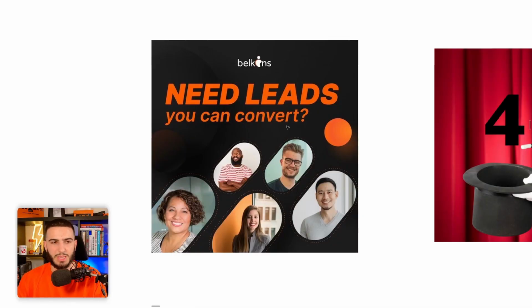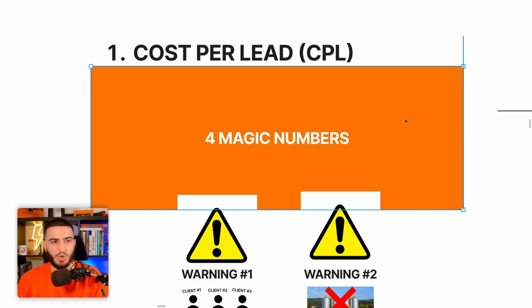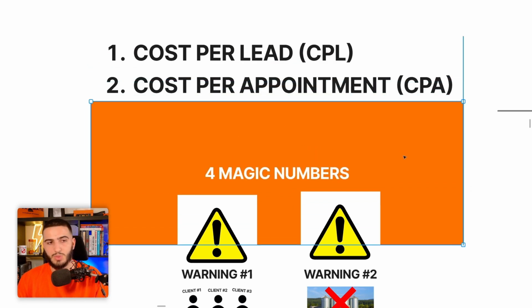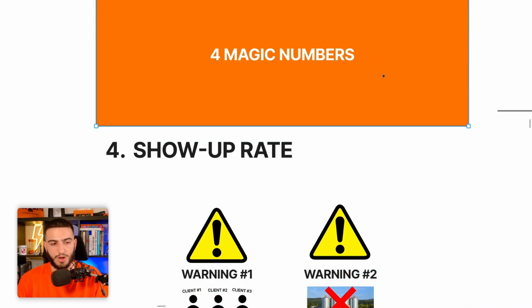And in this video, I'm using the example specifically for lead gen agencies. These 4 magic numbers are CPL, which is cost per lead, CPA, which is cost per appointment, lead to appointment, and last but not least, show up rate. Now, I know you probably heard these numbers before, and once again, in all honesty, they're not anything crazy, but just to make everything super simple, because KPIs and metrics mean a lot of different things to a lot of different people, I'm just going to quickly define them.